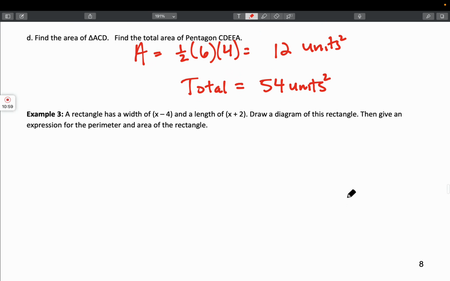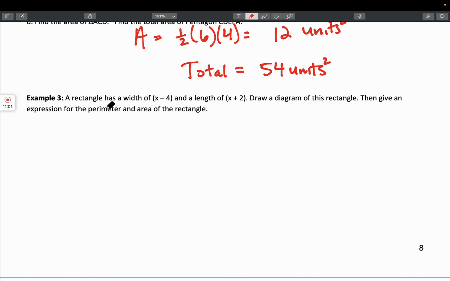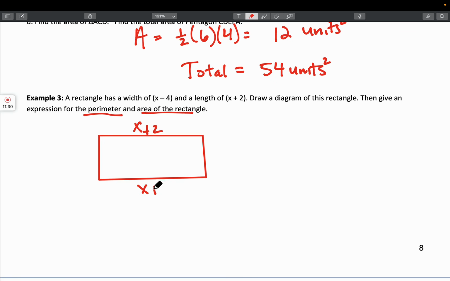Just one more example today here. We want to find an expression for the perimeter and the area of the rectangle that has a width of x minus 4 and a length of x plus 2. So let's start off by drawing a picture of what we got here so we can get a good visual. And we'll just make those nice straight lines here as best we can. And close enough. There's our rectangle, and we know opposite sides are going to be congruent. So this is x plus 2, this is x plus 2, this is x minus 4, we got x minus 4.